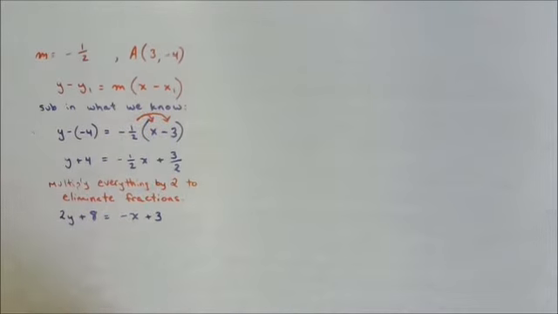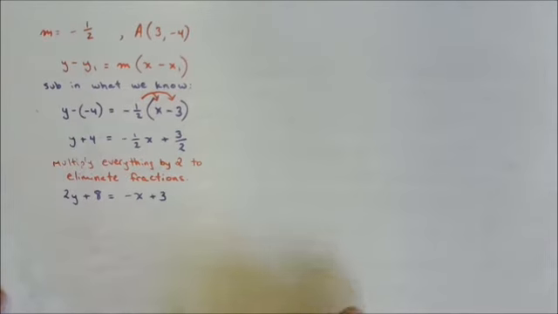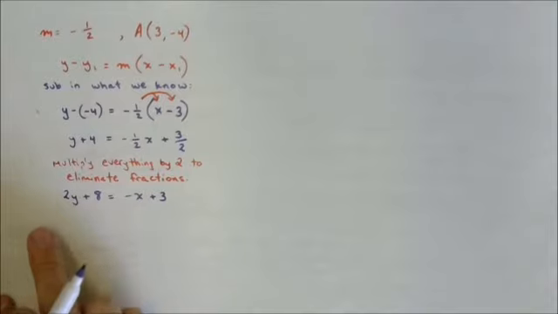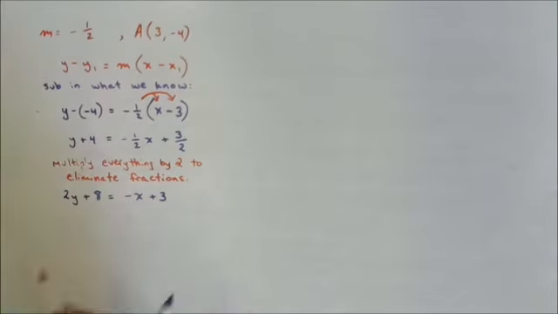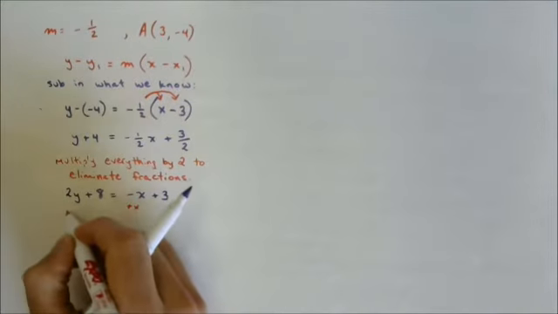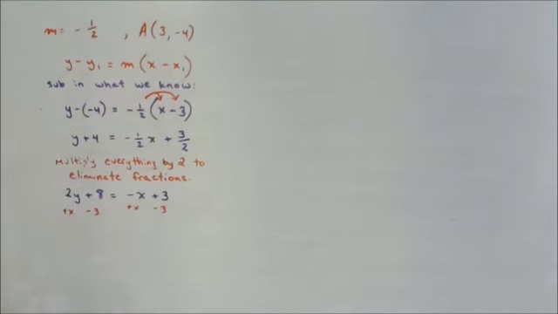Now standard form. What does it ask me to do? I have to get everything on the left side kind of in order. So I want 0 on this side. So I'm going to add x to both sides. Add x, and I'm going to subtract 3 from both sides.